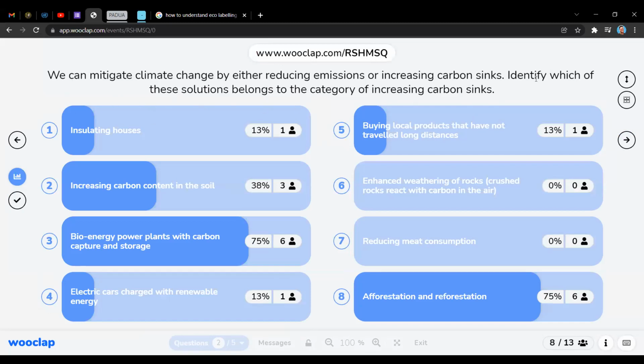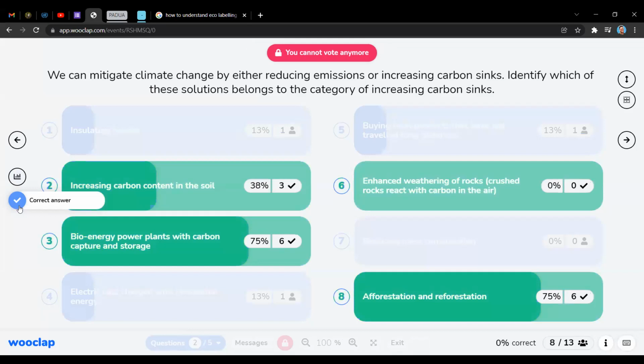So identify which of these solutions belong to the category of increasing carbon sinks. You should be seeing on your phone if you have the correct answer by now. The correct answers are increasing carbon content in the soil. Remember, a carbon sink is one that takes up more carbon dioxide compared to the carbon dioxide that it produces. So increasing carbon content in the soil means technologies that literally take carbon dioxide from the atmosphere and put it underground.